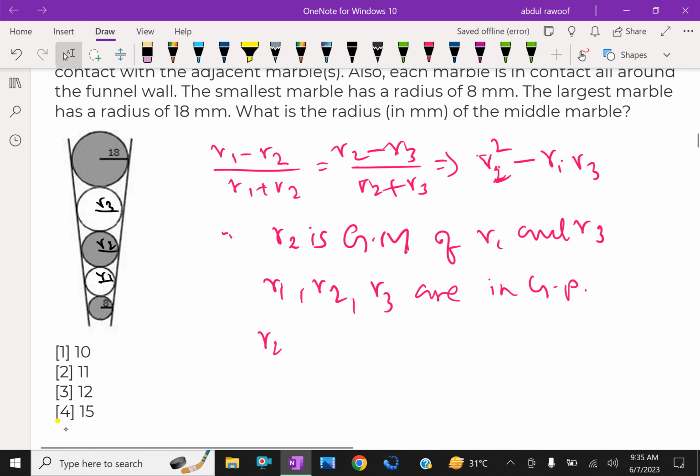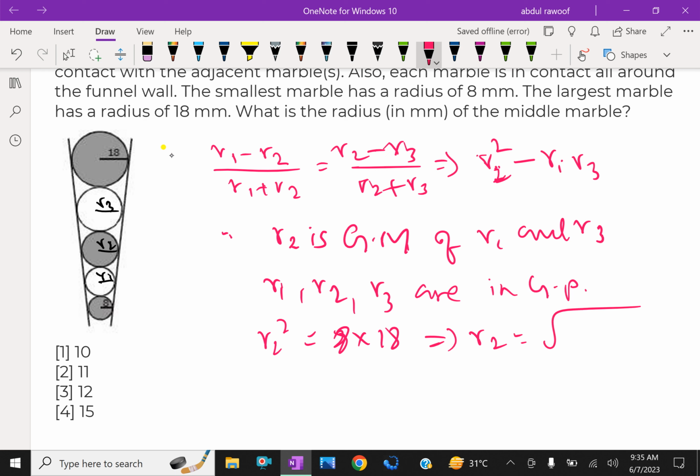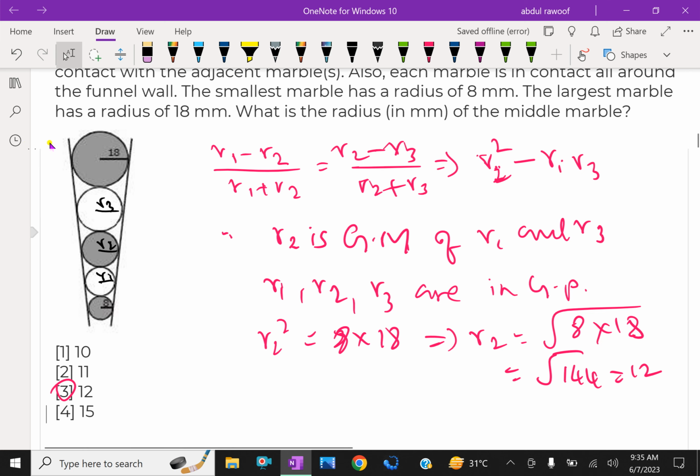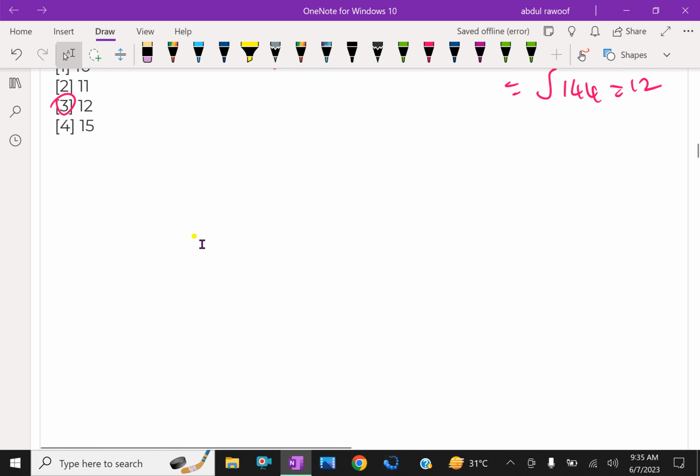Therefore, R2 square equal 8 into 18, because 8 is the smallest radius and 18 is the largest radius. So, from this R2 equal to square root of 8 into 18 equals square root of 144, which is 12. Next question.